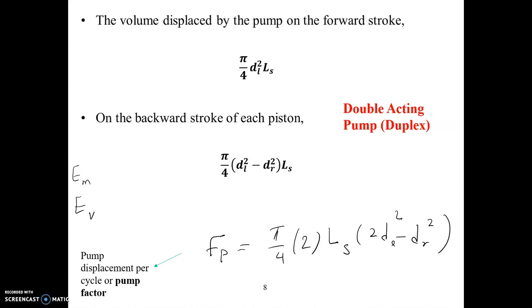Since we are talking about the volume that is being displaced, we need to consider only the volumetric efficiency, EV, right here. So EV is called the volumetric efficiency, and FP is called the pump displacement factor. That's it for this video. In the next video, I'm going to talk about the triplex pumps and how to calculate the pump factor for those pumps.